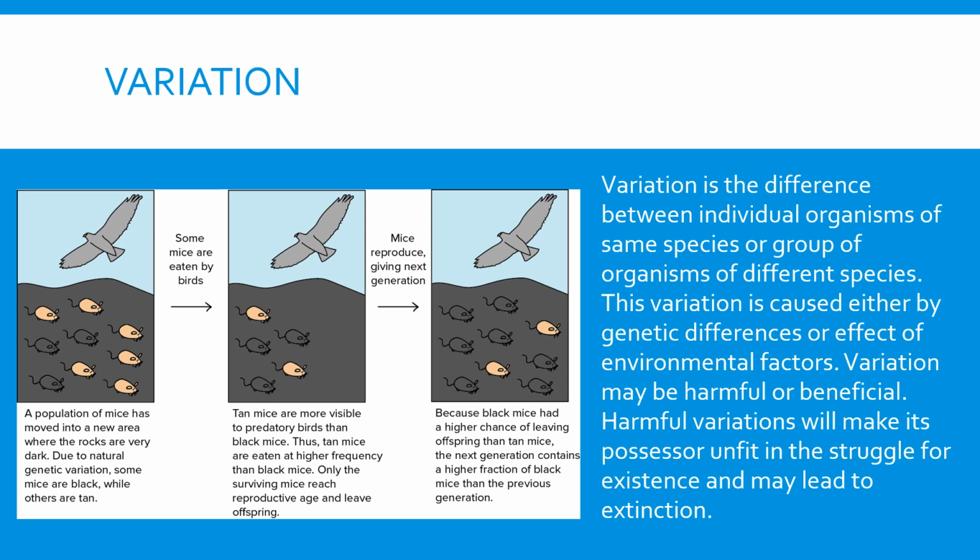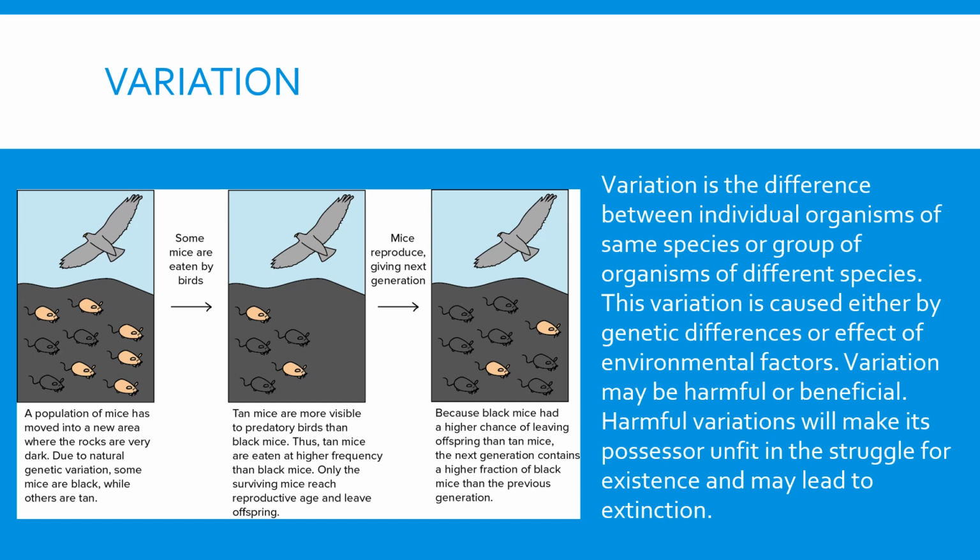A population of mice has moved into a new area where the rocks are very dark. Due to natural genetic variation, some mice are black, while others are tan in color. Tan mice are more visible to predatory birds which eat them than the black mice. Thus, tan mice are eaten at a higher frequency, more in number than the black mice. Only the surviving mice reach reproductive age and have offspring, and that is the black mice.